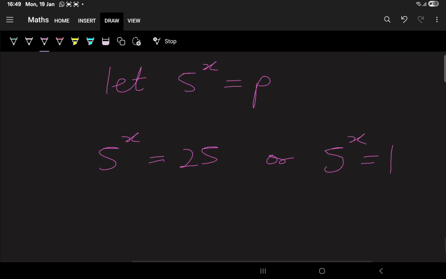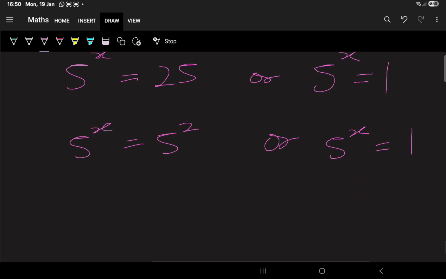Now, taking to the common basis, we have 5 to the power of x is equal to 5 squared, or 5^x. There's no way you can express this one here to the base of 5, so let's leave it as 1. Now, equating the exponents from this side, we have x equals 2.